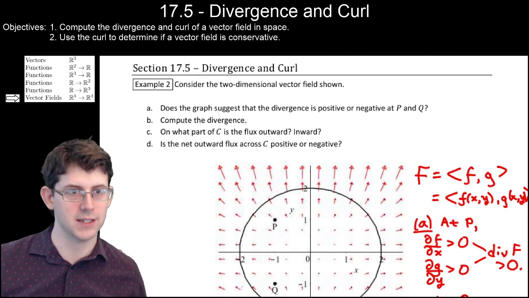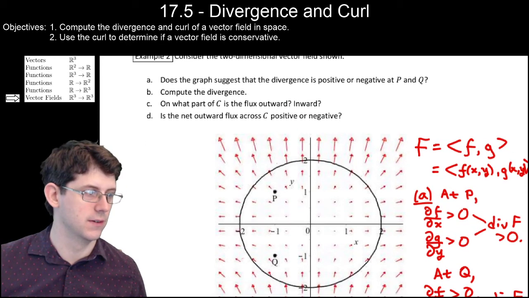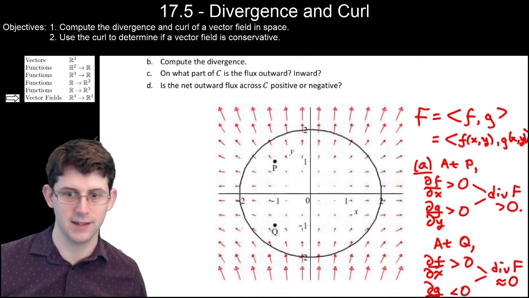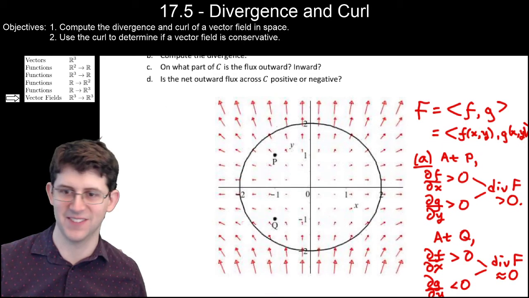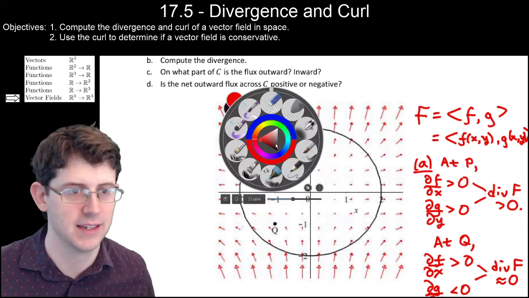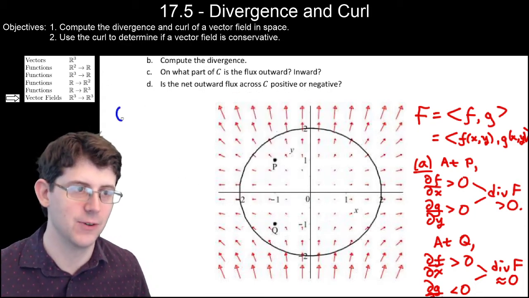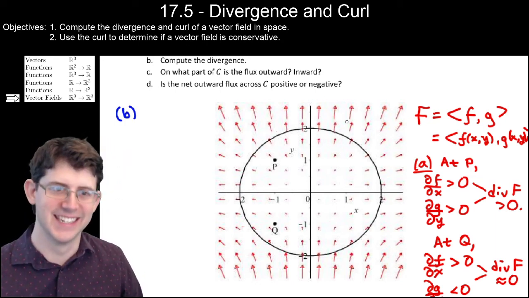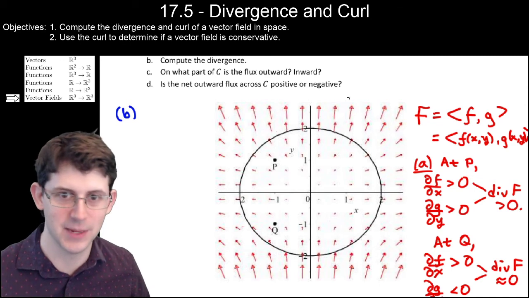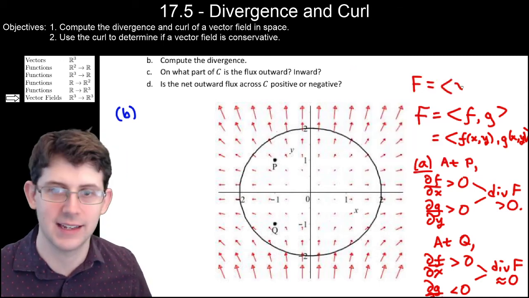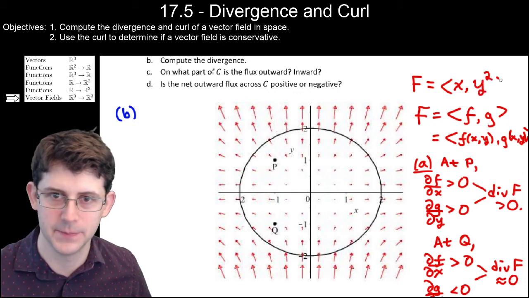Compute the divergence. I don't have a formula for the vector field. Let me see if I have a formula for the vector field in my notes. I do. Okay. So it would have to tell you a formula. You can't just get the formula for this vector field by looking at the picture. So the vector field's formula is actually x comma y squared.